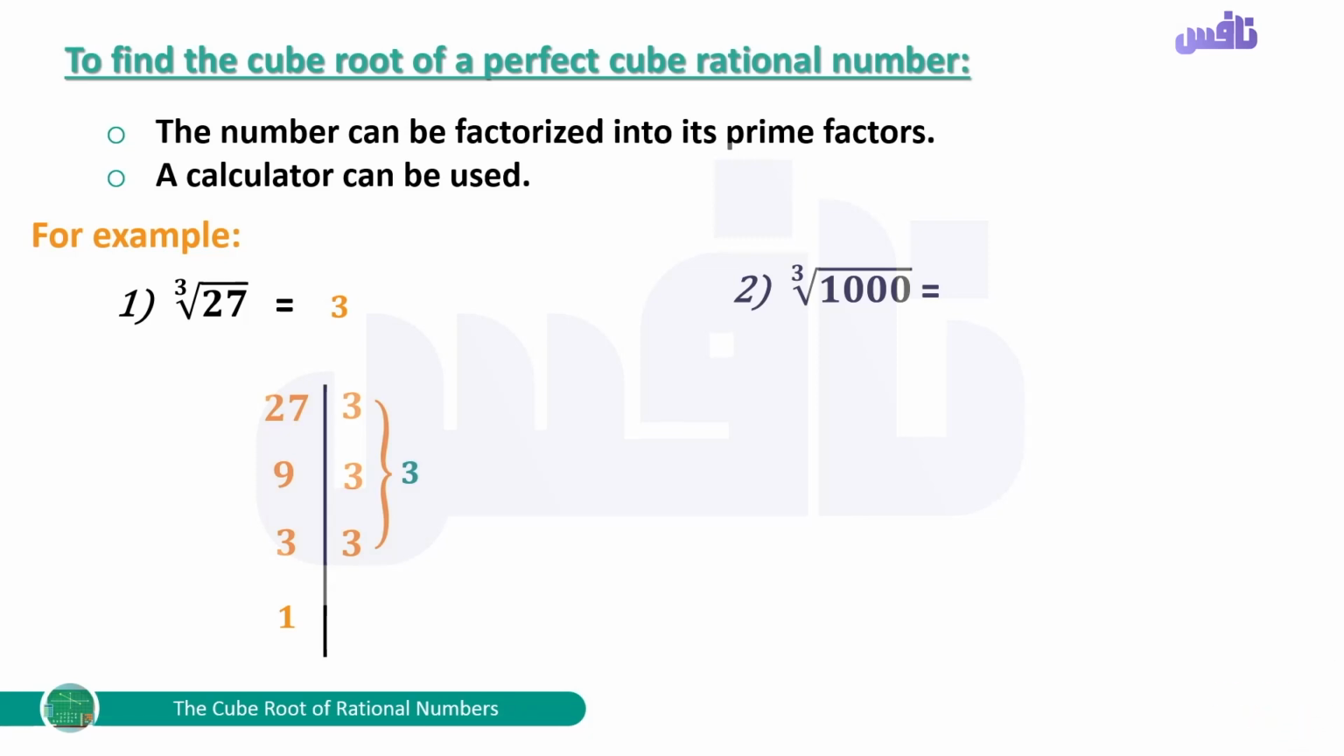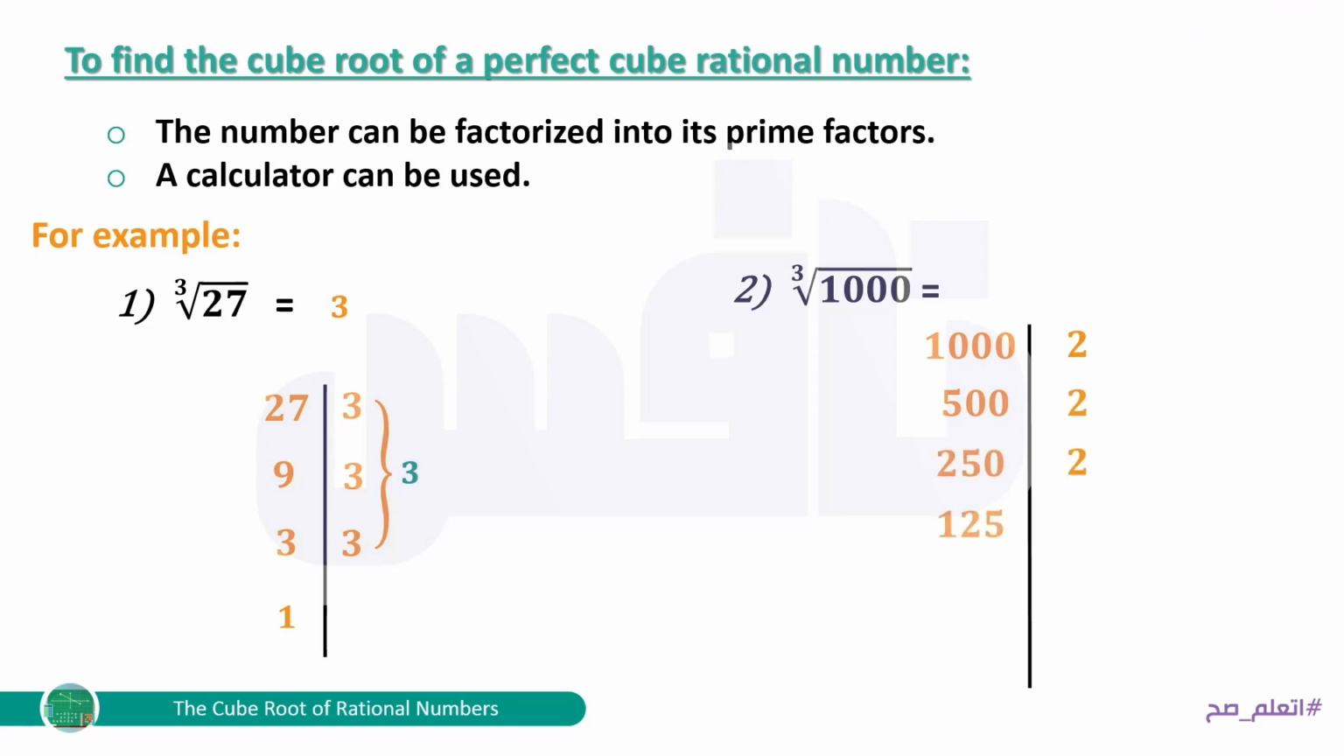Number 2, cubic root 1000. By using factorization, 1000 is divisible by 2. So 1000 divided by 2 equals 500, divided by 2 equals 250, divided by 2 equals 125. 125 is not divisible by 2 or 3, but it is divisible by 5. So 125 divided by 5 equals 25, divided by 5 equals 5, divided by 5 equals 1.